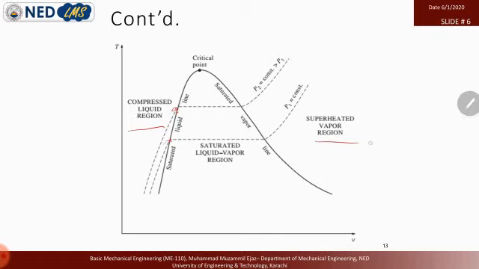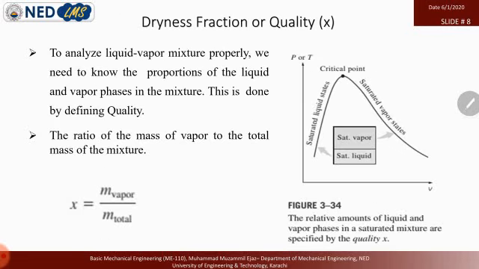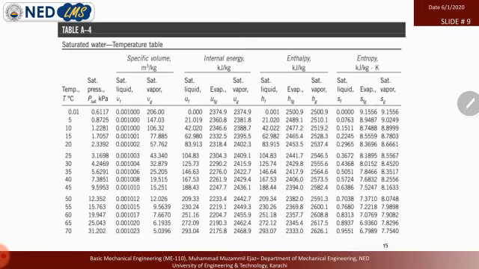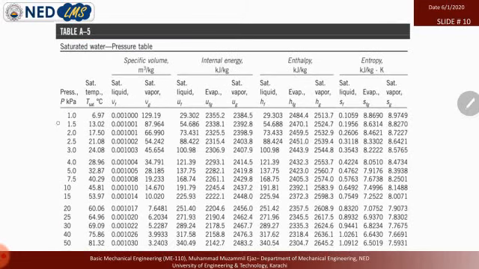And we have four different tables. One for the compressed liquid, one for the superheated vapor region, but for the saturated liquid vapor we have two tables, that is A4 and A5, with respect to temperature and with respect to pressure. As shown here, the A4 table is for the temperature variation in general order, and A5 in the pressure in general order. Both are the same, but their arrangement is different.